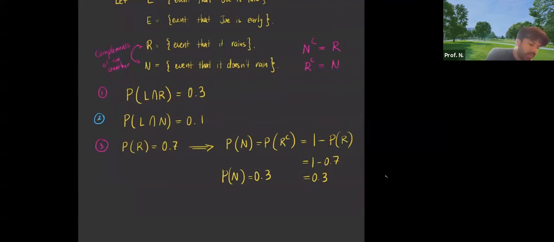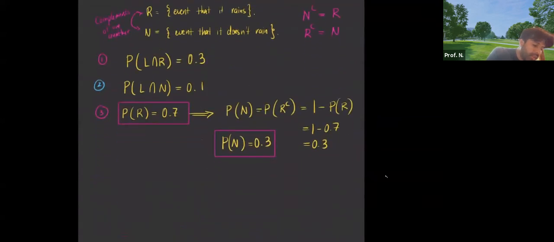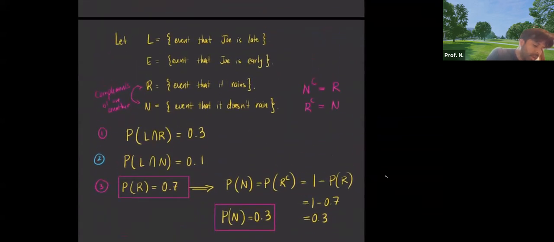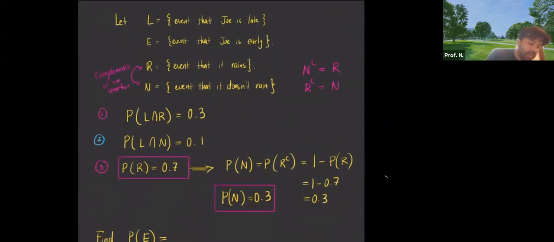Now I've got those two things. I've got the probability that it rains and also the probability that it doesn't rain, immediately after. And then what's the question asked? Find the probability that Joe is early tomorrow. So part A asks, I want to find the probability that Joe is early. Just that he's early.